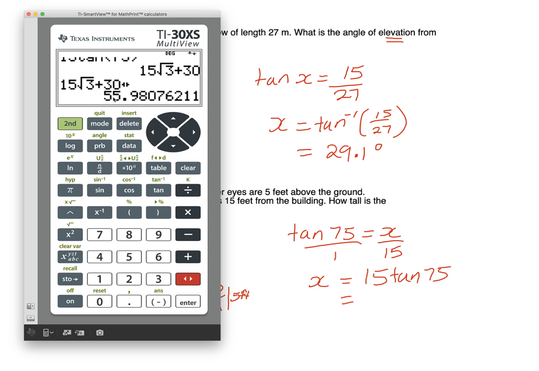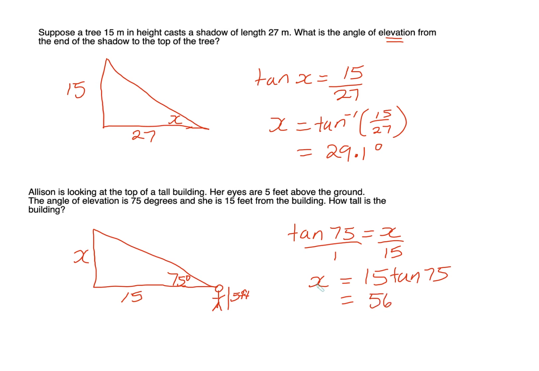And notice it gives us a value of 55.9. And again, I'm always rounding to the tenth place, so this will be 56. So X, which is the height over here, is 56. However, we're talking about Allison, and she's looking from her eyes, and she's 5 feet tall. So we have to add 5 feet to the 56 to get the actual height of the building. So if you take 56 and add it to 5, the height of the building is actually 61 feet.